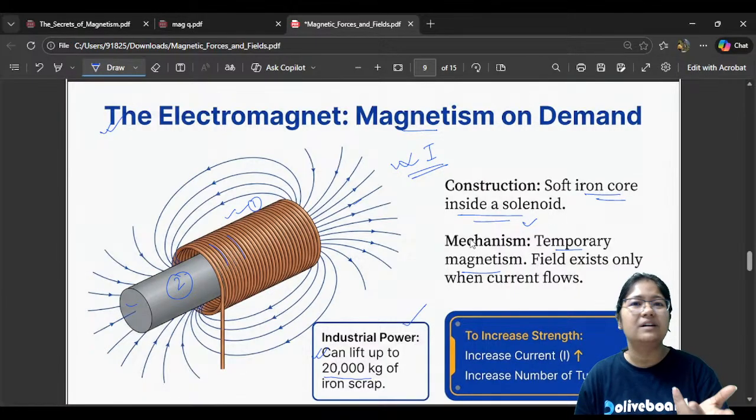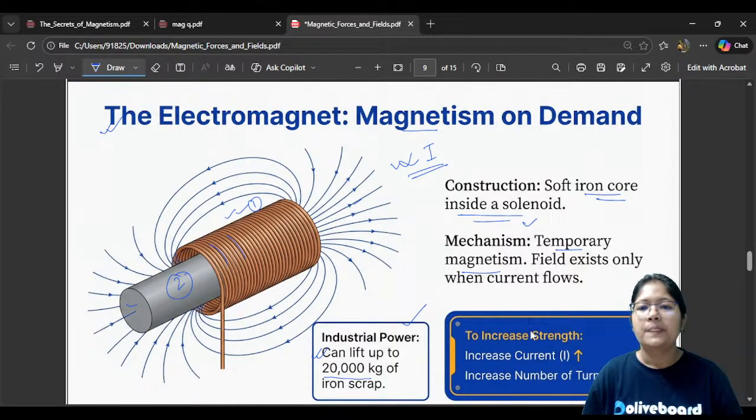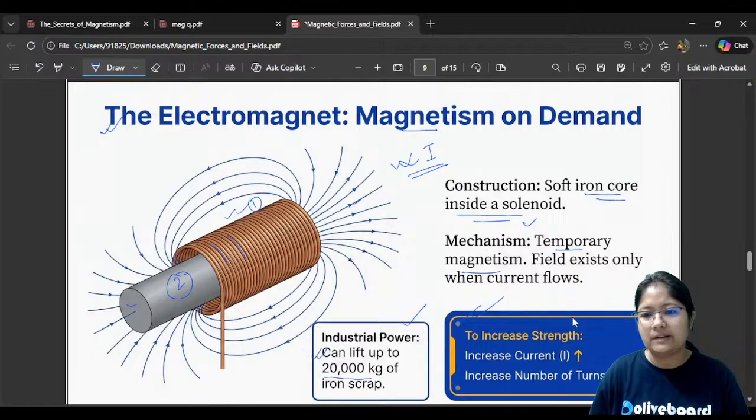So they can lift cars also, if you have seen in the movies. So it can be that powerful. Okay, now to increase the strength, what to do? You have to increase the current.